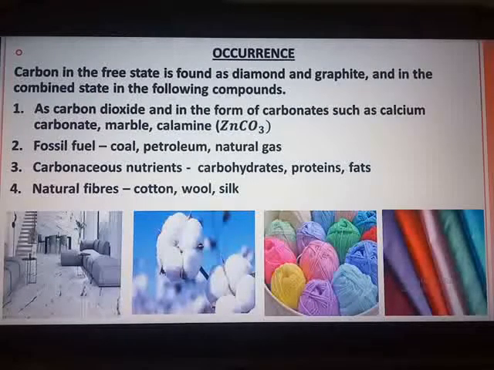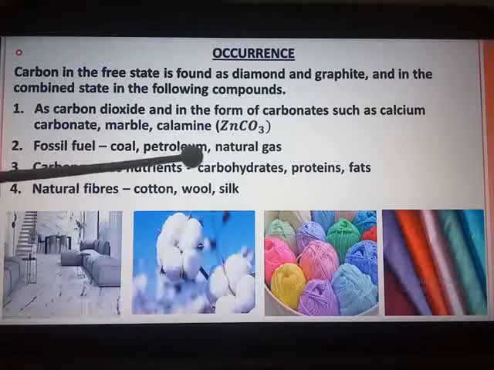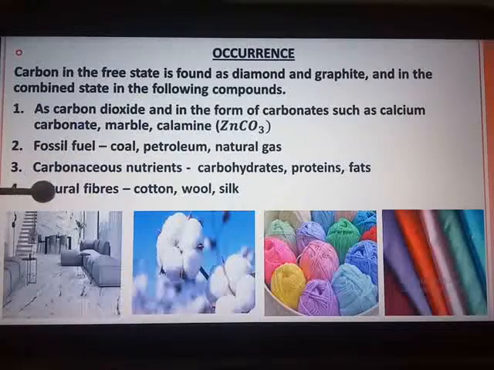Now, carbon occurs in both the states, that is the free state as well as the compound state. In the free state it is found only as diamond and graphite, and in the compound or combined state in so many forms. It is available as carbon dioxide, in the form of carbonates such as calcium carbonate, marble, in the form of fossil fuels, in coal, petroleum, in the form of carbonaceous nutrients, carbohydrates, proteins, and also you will find carbon in natural fibers like cotton, wool, silk. So everywhere you can see carbon is present as an important constituent, and hence it is an important element.